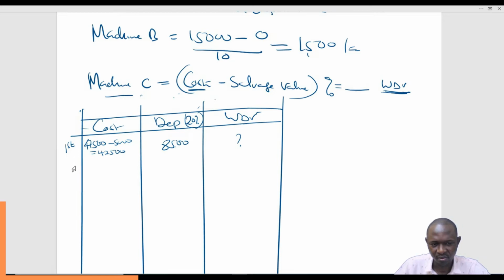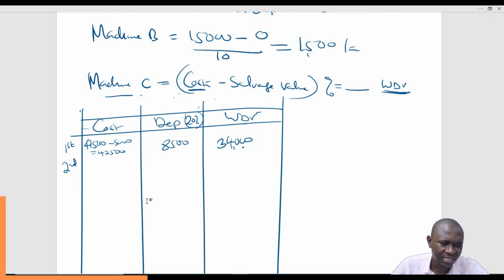And then the written down value, of course, will be the cost, what we have here, 42,500 minus 8,500, that gives us 34,000. I wish this one was in an Excel so that we just run it downwards. It would have been easier, but because we are looking at an exam setup, let's just work it out.